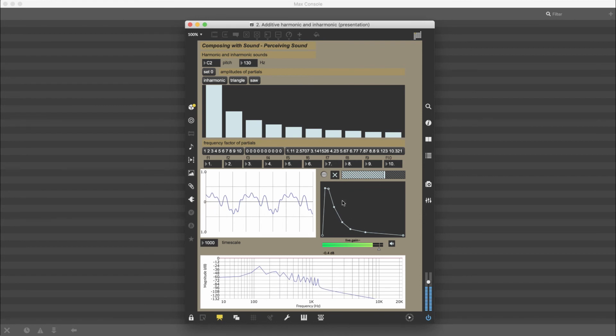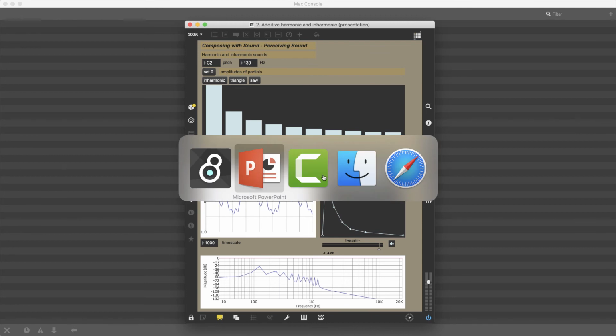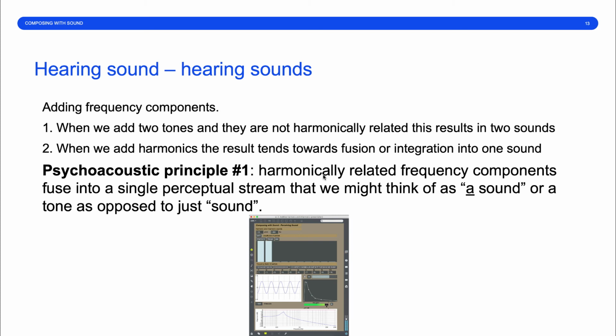The next element in this patch, which I'll introduce a little later, is this overall amplitude envelope, with which we're able to impart a shape to all the harmonic components together. This is another element in causing sound to be fused together, if all the harmonics have what's called a common fate. So the first psychoacoustic principle that we've learnt here, hopefully, is that harmonically related frequency components tend to fuse into a single perceptual stream that we might think of as a tone, as opposed to just sound. So the inharmonic sound is not quite a tone; it is perhaps what we might just call sound.